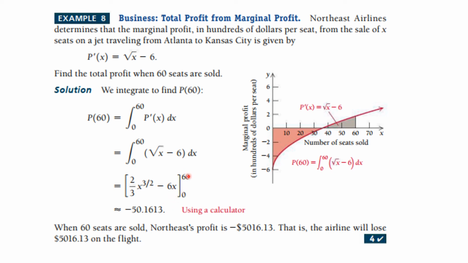We're evaluating that at 60 and subtracting it evaluated at 0. Now this is very easy to evaluate at 0. It's just 0 because there's an x in each of those. So we're going to put 60 into that expression, and we get this using a calculator. So when 60 seats are sold, they're still losing money. And the reason it's thousands is because they told us the units were in hundreds of dollars per seat. So it loses this much on that flight. They really needed to get more seats filled in order to make a profit.